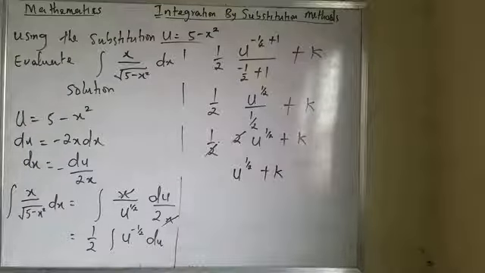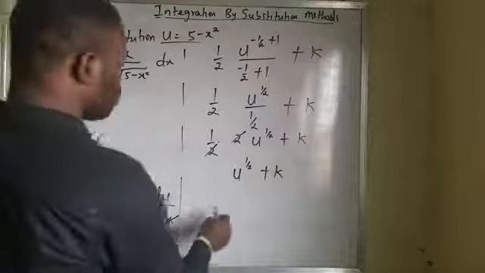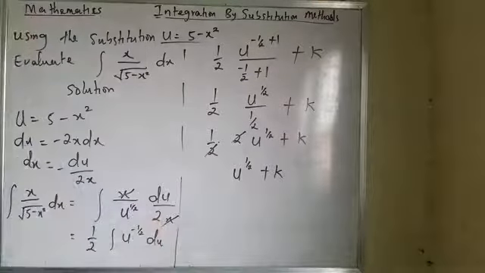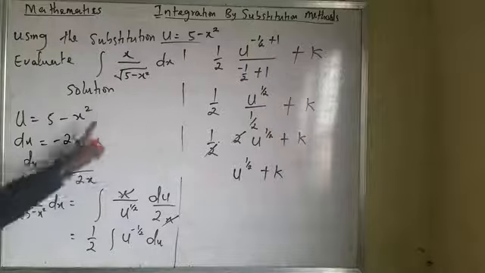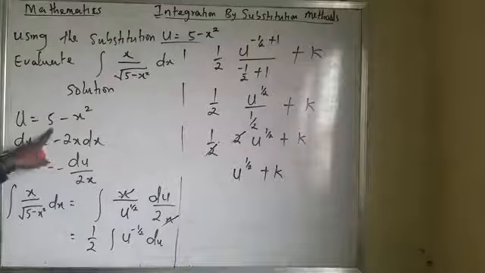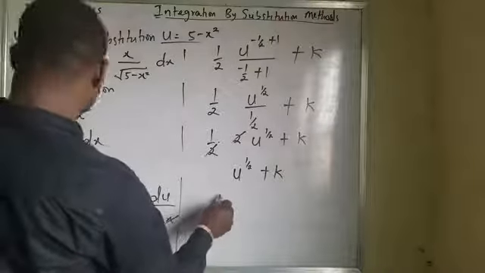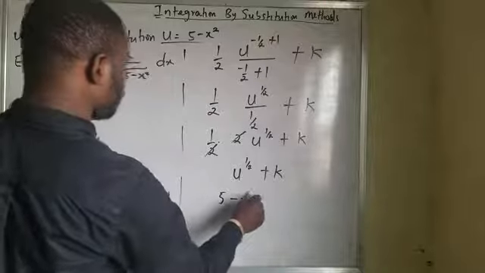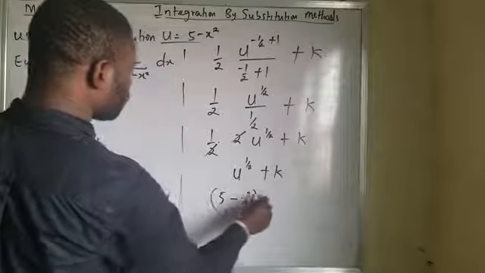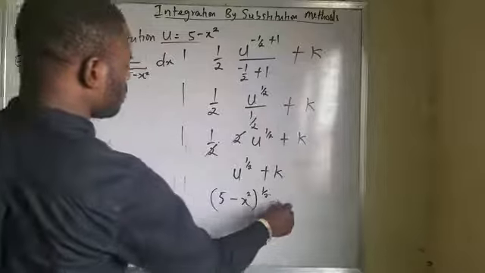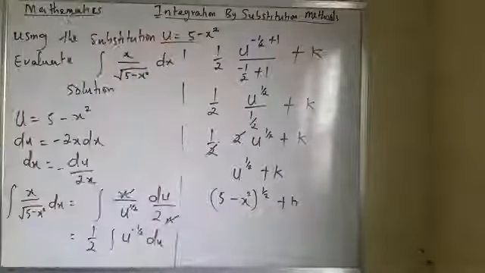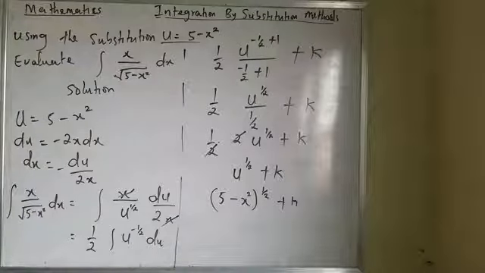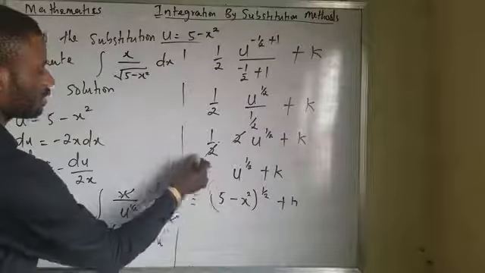At this point, we have root of u. We know that what is our u? It's time to put back that u. Now, u will be equal to, my u is this. It means I'm talking about (5 minus x squared) raised to the power of 1 over 2, plus k. That is my answer.